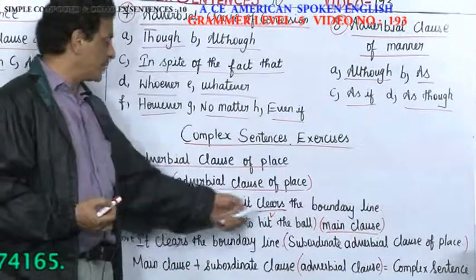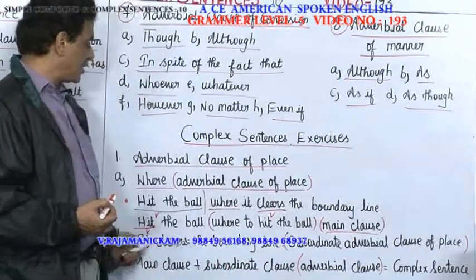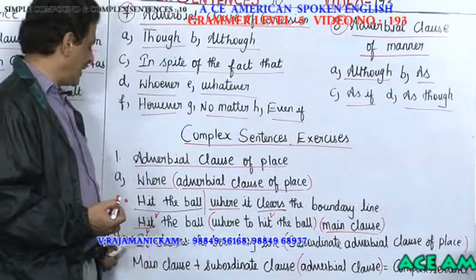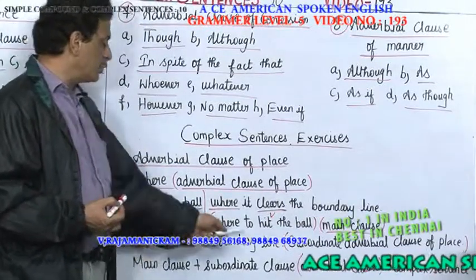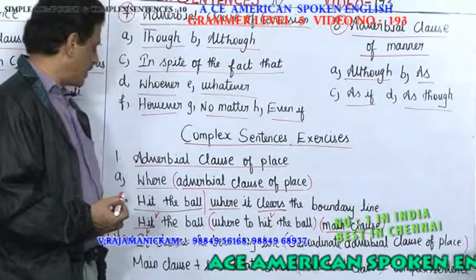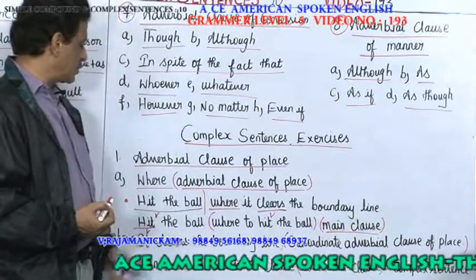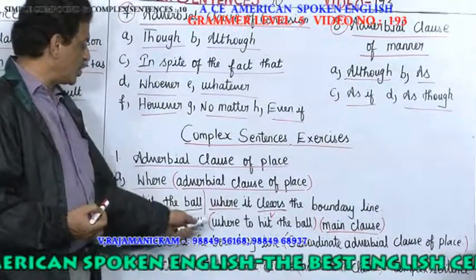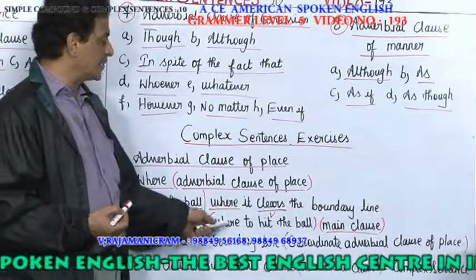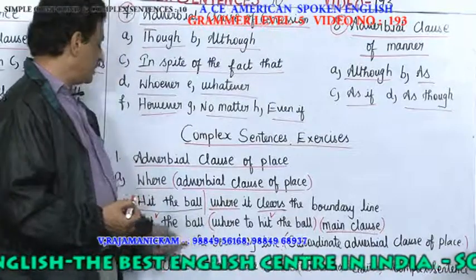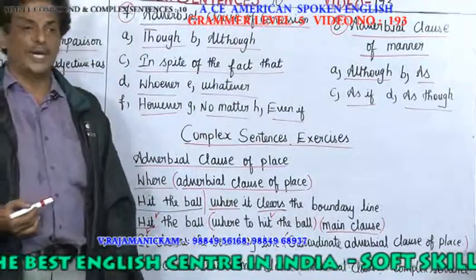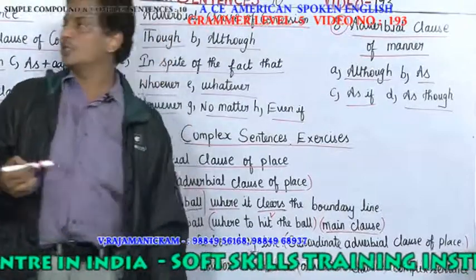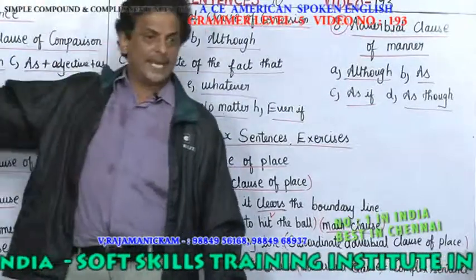See, hit the ball is the main sentence. Where it clears the boundary line: you ask a question to hit the ball, where to hit the ball? You get an answer: where it clears the boundary line. So this becomes a subordinate clause. One main sentence and one subordinate clause becomes an adverbial clause. You ask a question, where to hit the ball, and the answer you get is to hit it to the boundary line. So asking the question where and getting an answer is called adverbial clause of place.